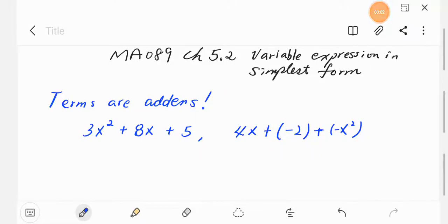Okay, MA089, Chapter 5.2, Variable Expression in Simple List Form. First of all, let's find out the terms. What are the terms? So we have an expression like this.